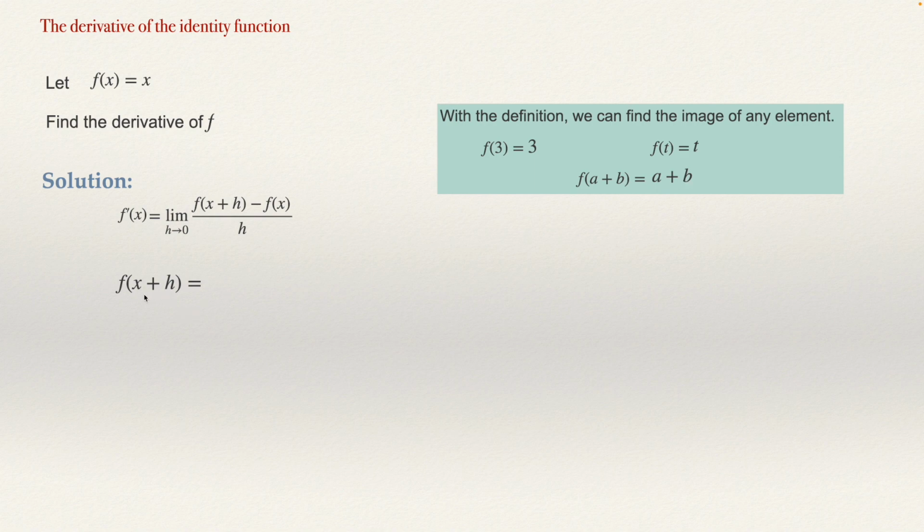Then the image of x plus h will be x plus h. So the image of the element is the same element. So this ratio here will be given by the image of x plus h, which we notice is x plus h, minus the image of x, which we notice is x, everything divided by h. And we notice that this x cancels with this x.